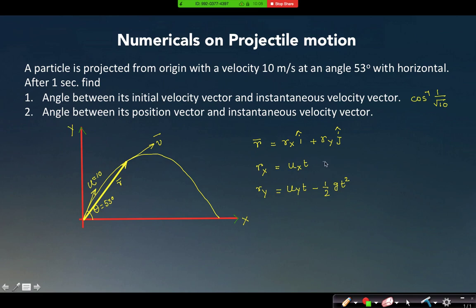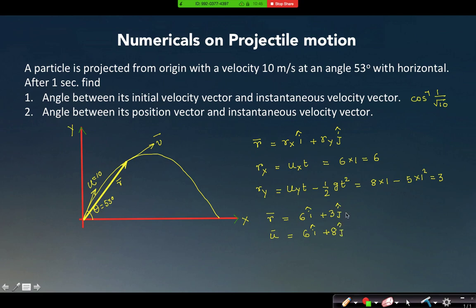Putting the values here, this is 6 into 1, so Rx is 6. What is Uy? Uy was 8, so it is 8 into 1 minus half g, which is 5, into 1 square, so that is 3. So my R vector is equal to 6 i cap plus 3 j cap, and U vector is equal to 6 i cap plus 8 j cap.